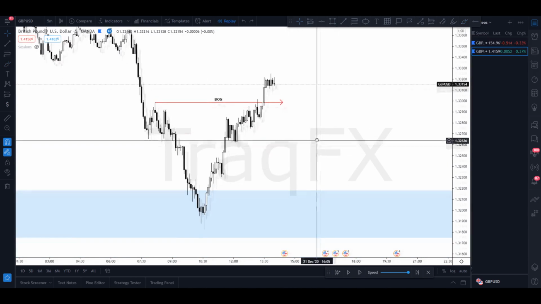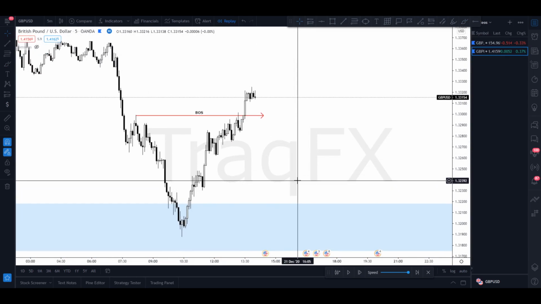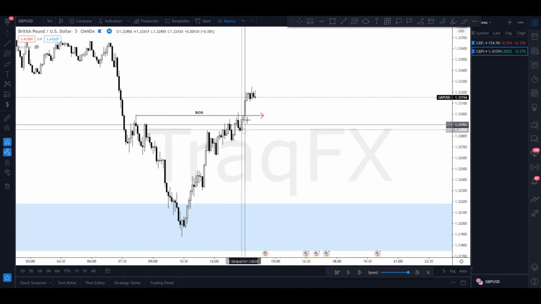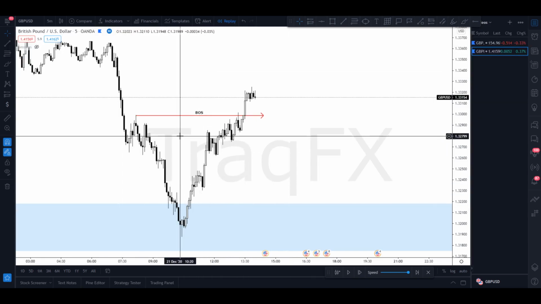But how do we catch these entries? Where do I look for my entries wise? Well, like I said, you want to be looking for the institutional candles that are deeper in this expansion right here. So this is the expansion that led to that break of structure, right?